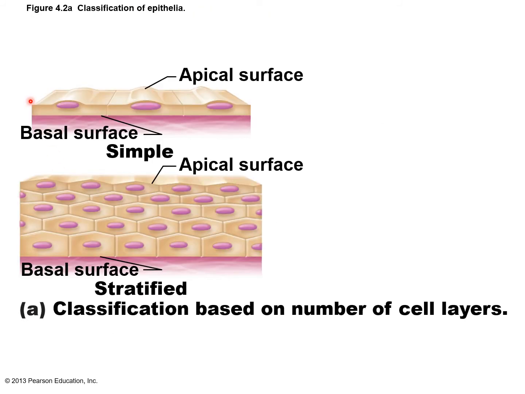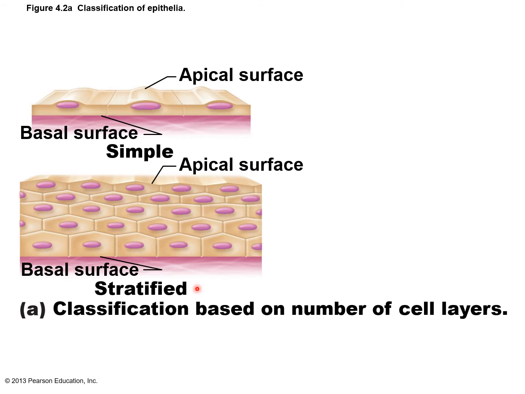Okay, so here is my epithelial tissue. Notice how this epithelial tissue is only made up of a single layer of cells. So if it's a single layer of cells, what am I going to call it? I'm going to call it simple. Notice how this epithelial tissue right here is made up of multiple layers of cells. So if it's made up of multiple layers of cells, we're going to call it stratified.